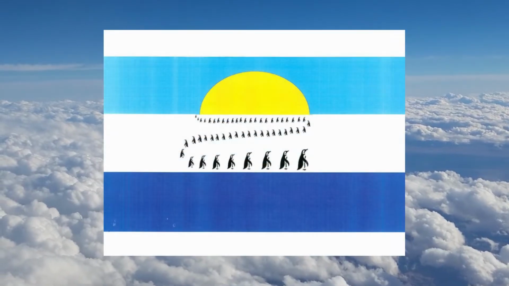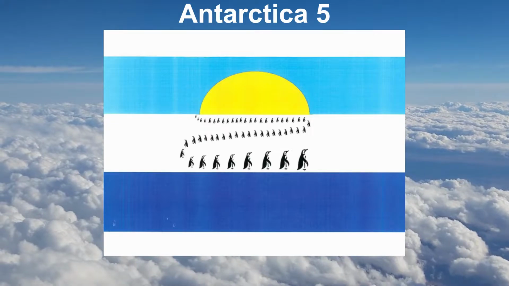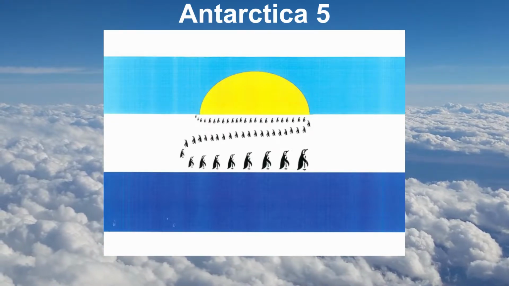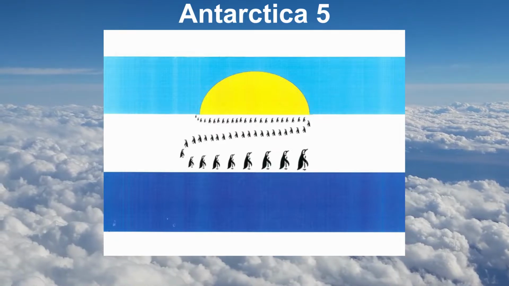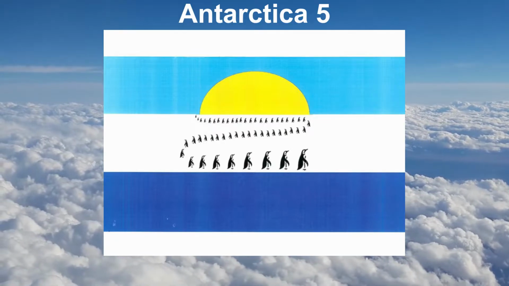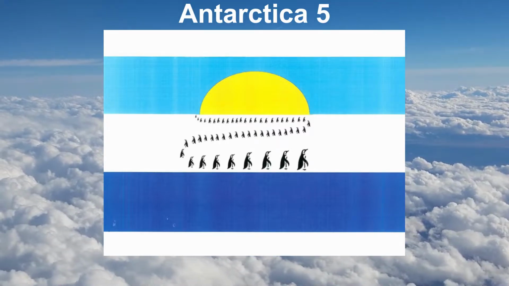Next, we have entry 5, which has the name Agitratna, which is Antarctica spelled backwards. The sun symbolizes the sunrise, which takes place in the span of 2 months. The white symbolizes the land of Antarctica, while the blue next to it represents the ocean. The penguins symbolize the mass migration of penguins, which take place every March.